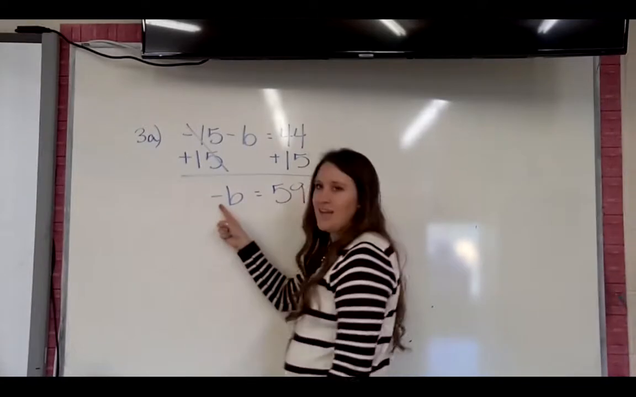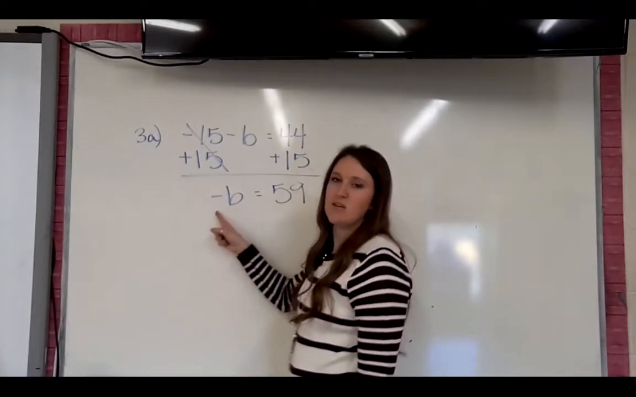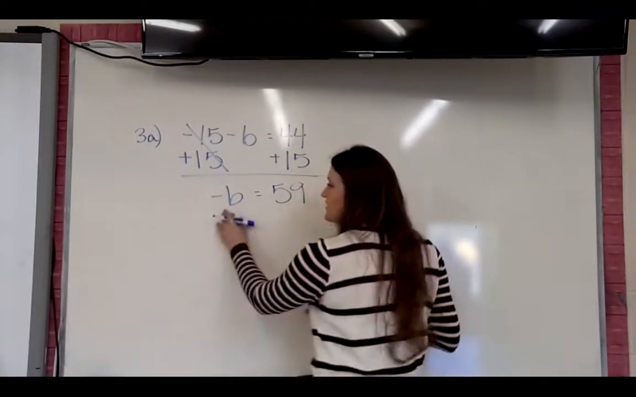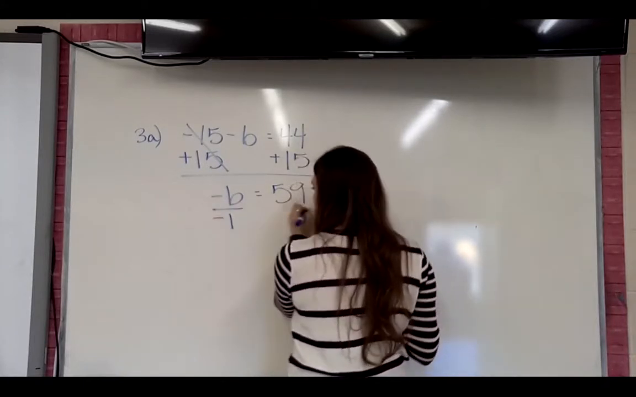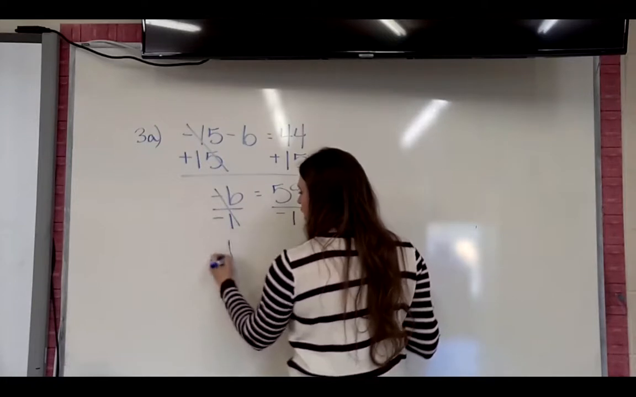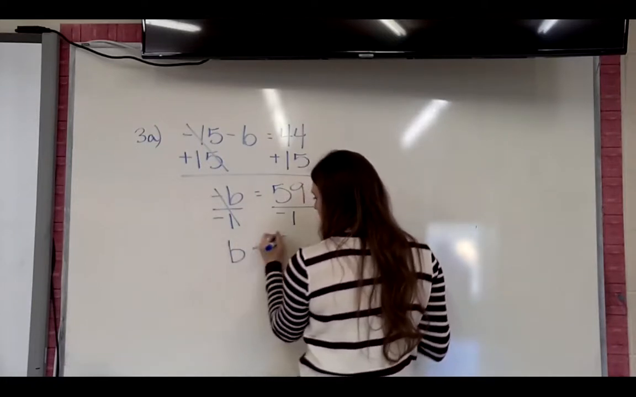Now, we can't have that. We don't want to know what -b equals. We want to solve for b. So I have to get rid of that. That means -1b. So I'm going to divide both sides by -1. All that does is change the sign.